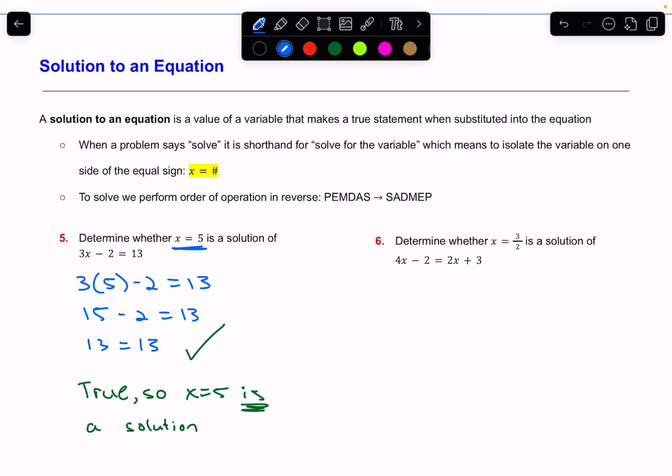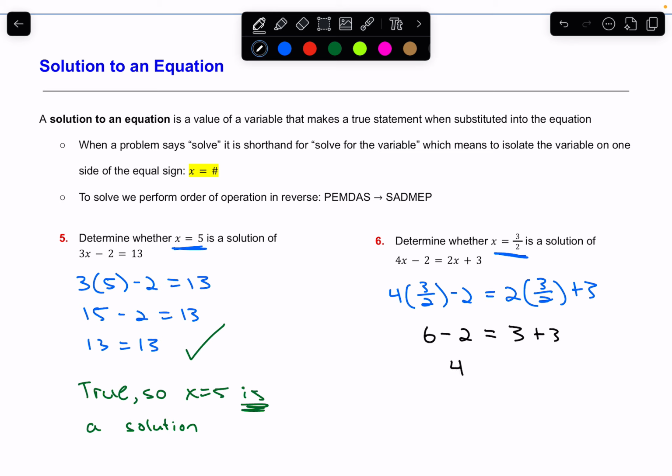We have 4x minus 2 equals 2x plus 3, where x is 3 over 2. So I'm going to substitute in 3 over 2. So 4 times 3 over 2 minus 2 is supposed to be equal to 2 times 3 over 2 plus 3. Let's see what happens. 4 times 3 over 2 is going to be 12 over 2, which is 6. Okay, so we have 6 minus 2 equals, over here, 2 times 3 over 2. Those 2's are going to cancel to just give us 3 plus 3.